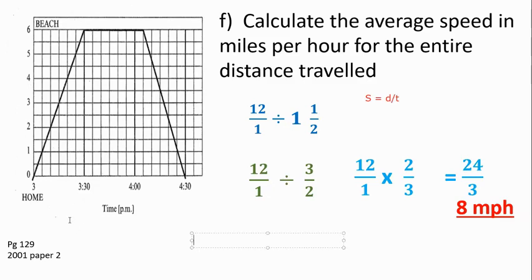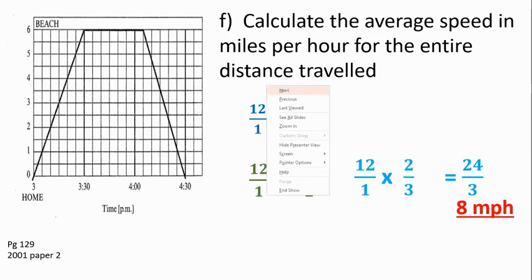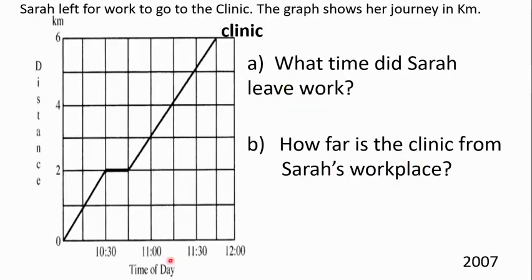So that was 2001, paper 2. So that was an old paper. Okay, good. Now let's move along and let me see if I can get where I want to go. 2007, paper 2. All right, come on. Okay, just trying to see where I want to go.